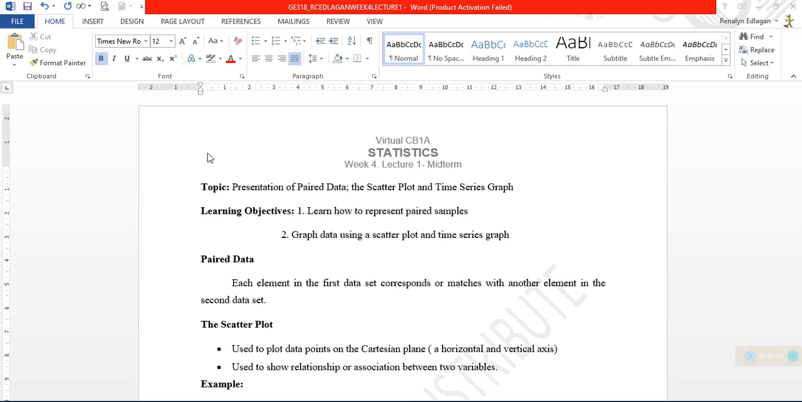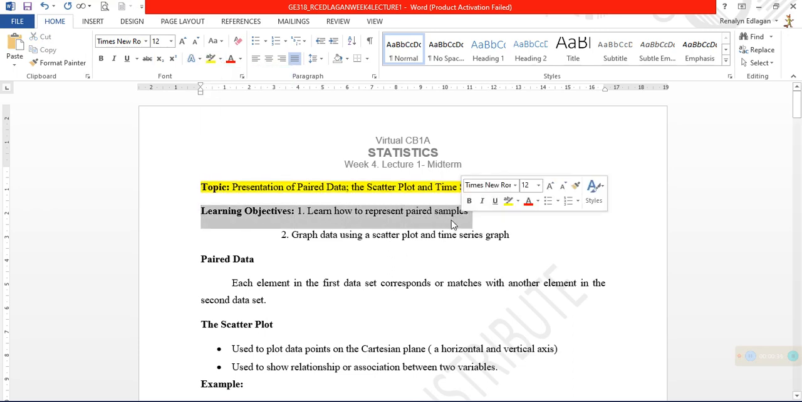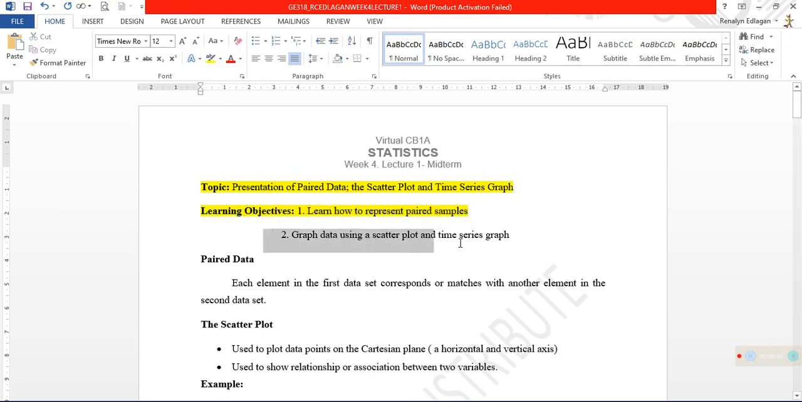And for today's lesson, we are going to discuss presentation of paired data, and we are going to focus on two methods. These are the scatter plot and time series graph. So first, let's read the learning objectives. At the end of this lesson, you are expected to learn how to represent paired samples or paired data, and of course, graph data using a scatter plot and time series graph.